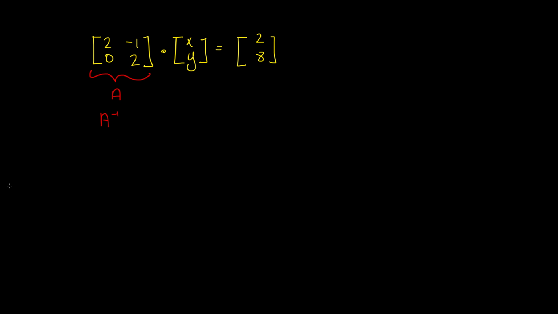So the first thing I'm going to do is choose a color. We have A times x equals B. And what this looks like is our original equation: [2, -1; 0, 2] times [x; y] equals our B, which is [2; 8].